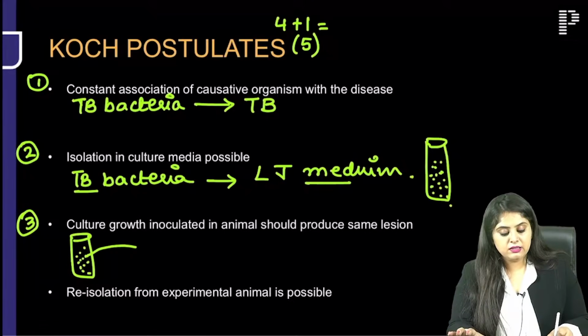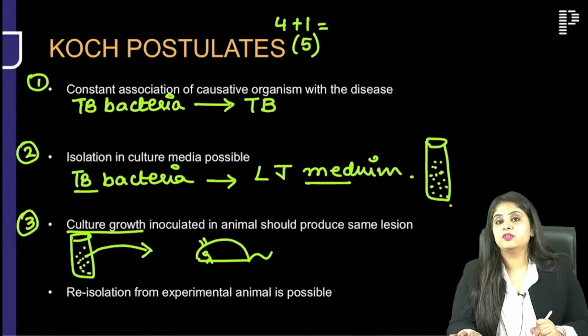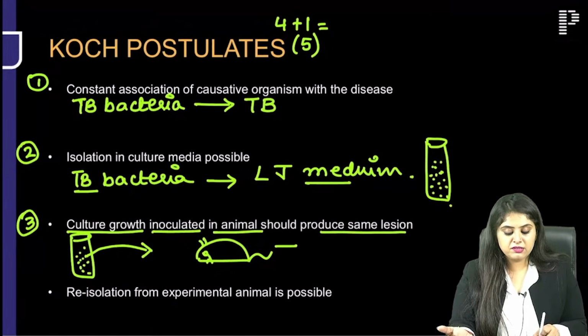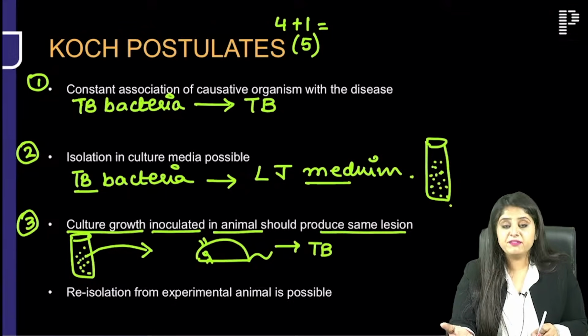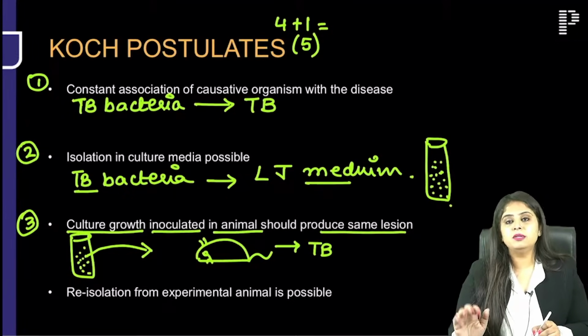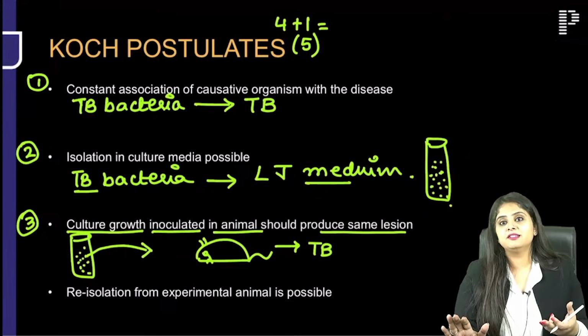You will take the TB bacteria, the culture growth, and you will inoculate it in an animal. Let's take a cute little rat over here. You will inoculate it in the animal. What disease should it create? It should create the same disease. This rat should also end up having the same disease that we had. So this means the rat should also have TB. Is it now making sense? These small tiny diagrams will help you learn these sentences better.